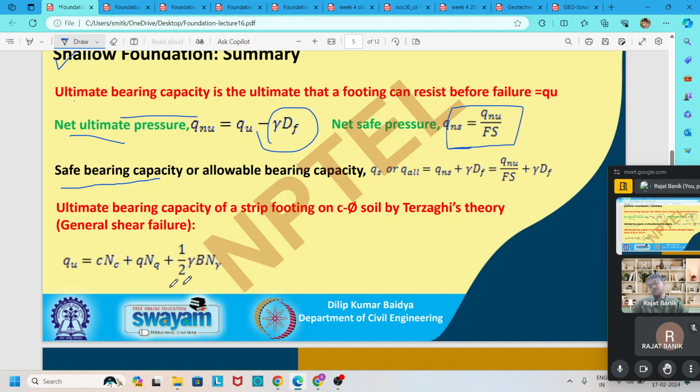then this is called the safe bearing capacity. And Terzaghi gave the ultimate bearing capacity for the soil on general shear failure condition. For a strip footing, it is cNc plus qNq plus half gamma B N gamma.